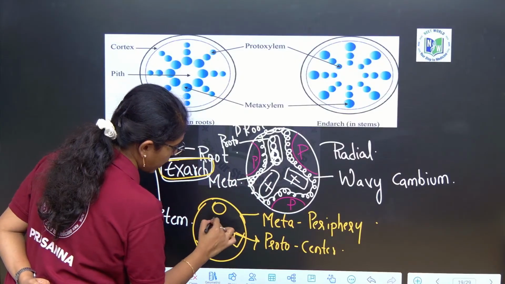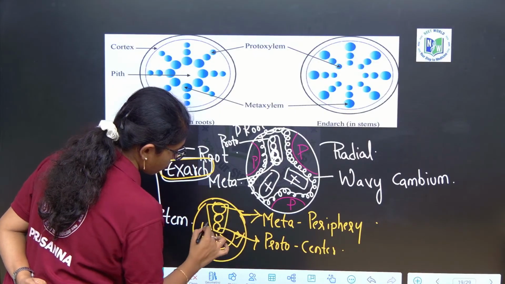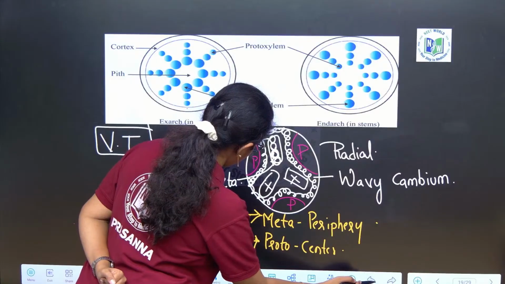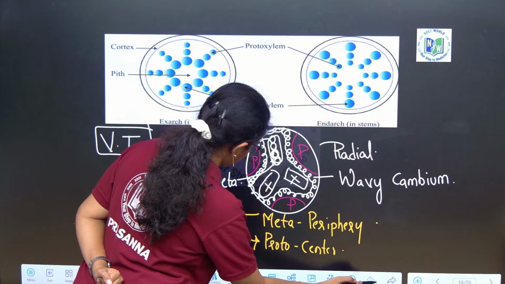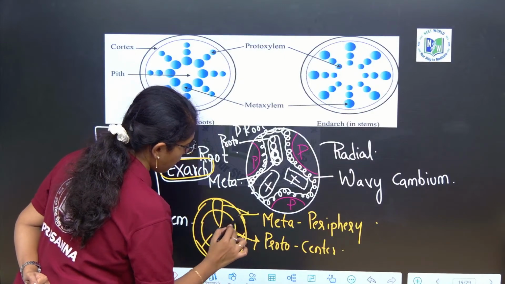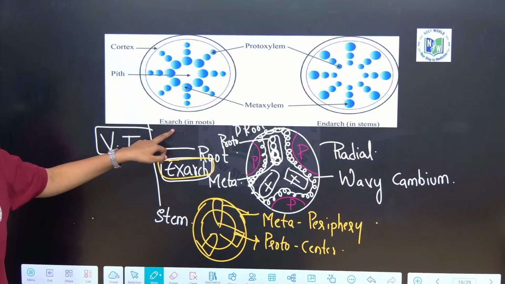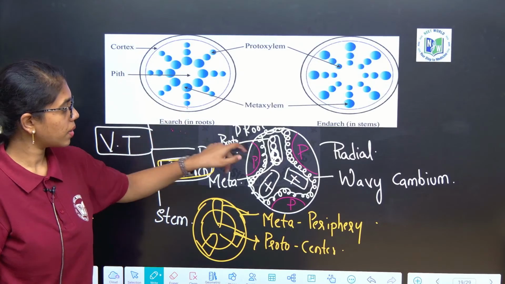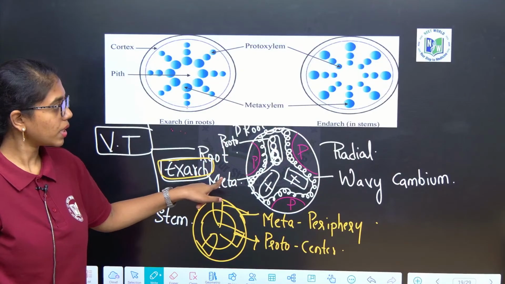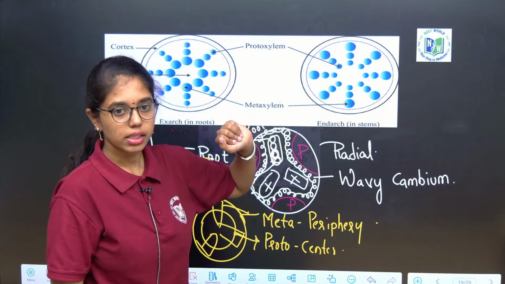So this is stem, right? Correct only. Clear? So in root, what is the type of vascular bundle arrangement? Exarch. Protoxylem is towards periphery, metaxylem is towards center. In stem, meta is towards periphery, proto is towards the center. Understood?